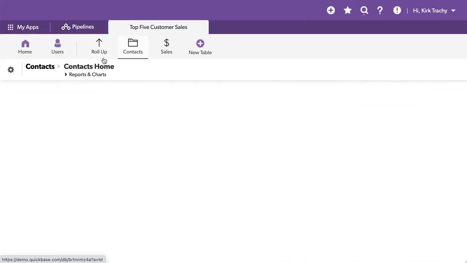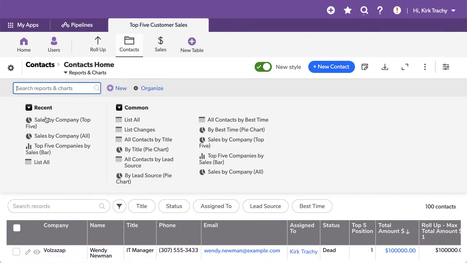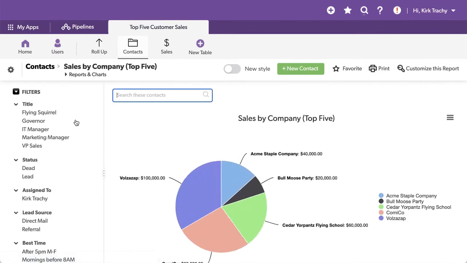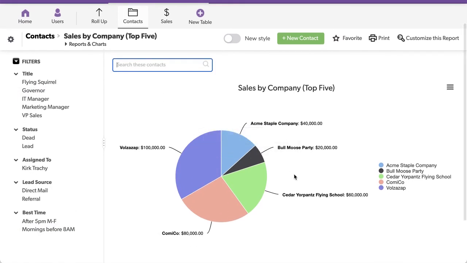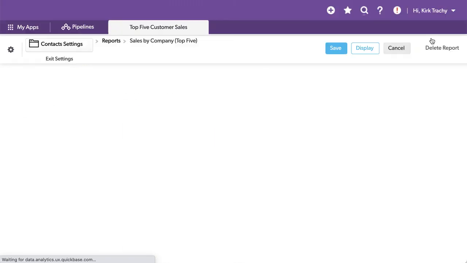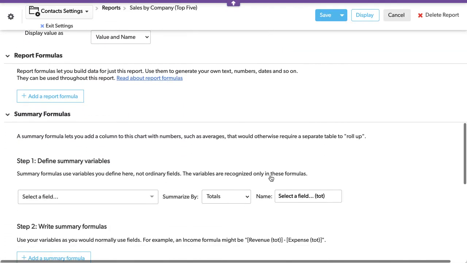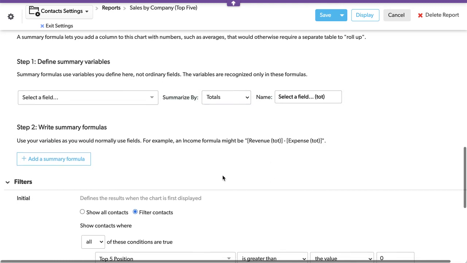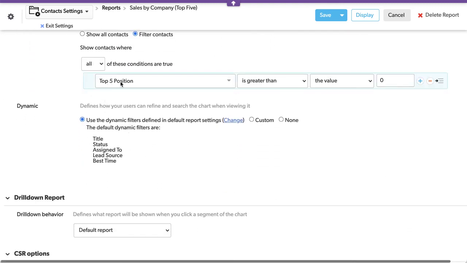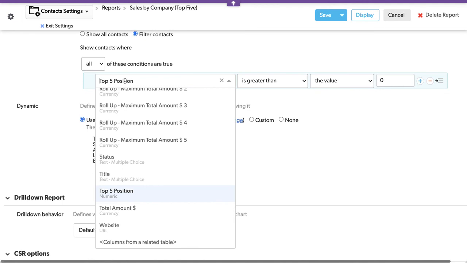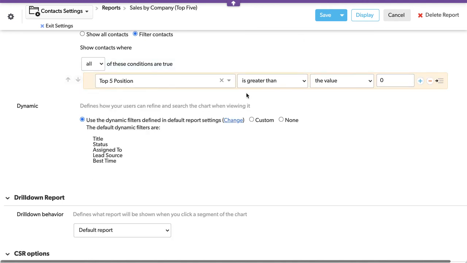So let's go take a look at the report that we've got. And we've got the sales in the top five. And there's just five here. We'll customize it and look at the filter. The filter is saying I want to see where the top position, that's that formula numeric field, is greater than zero. If you had 10, you would do 10.